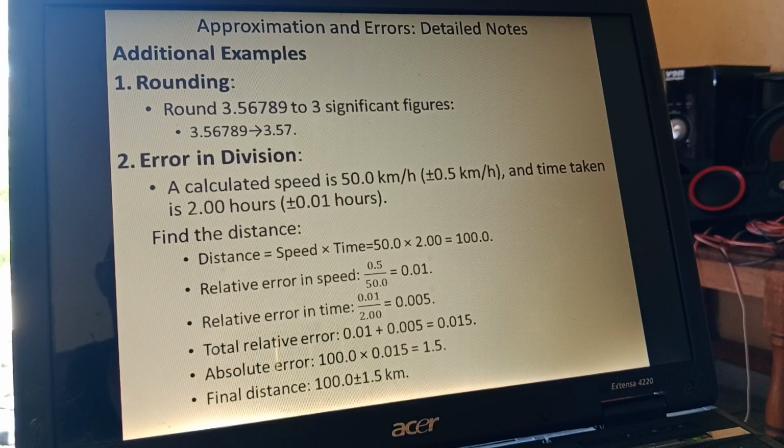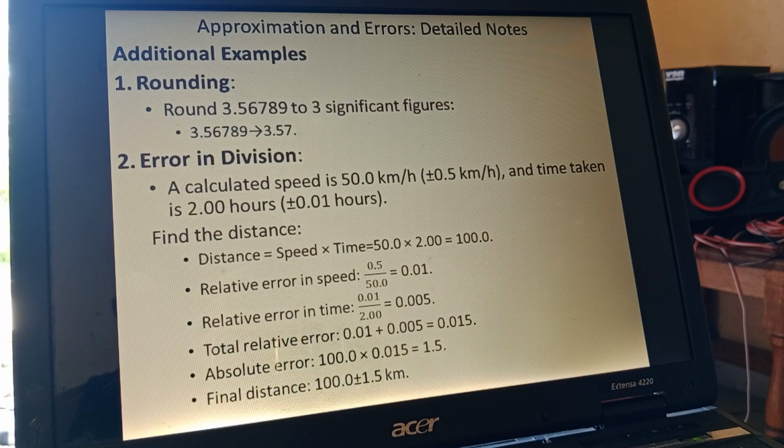Additional examples. Round 3.56789 to three significant figures, and you get the answer as 3.57. Error in division. A calculated speed is 50 kilometers per hour, plus or minus 0.5 kilometers per hour, and the time taken is 2 hours, plus or minus 0.01 hours.